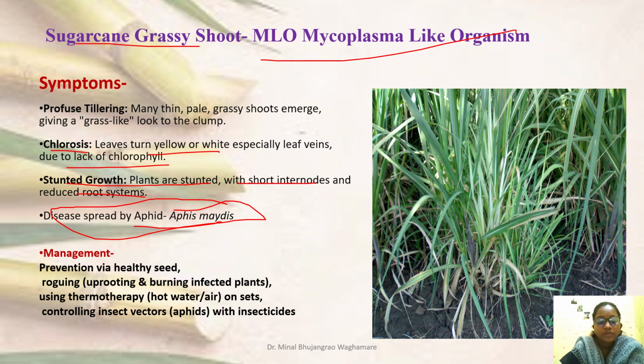Coming to the management, we have to go for sowing with healthy seed. Roguing, that is uprooting and burning of the infected plants, should be done in the field, and burning the stubbles and infected plants can be done. Hot water treatment can be provided to the sugarcane at 52 degrees Celsius for 30 minutes, and control the insect vector, the aphid, with insecticide. We can use imidacloprid and chlorpyrifos as insecticides to control this aphid.